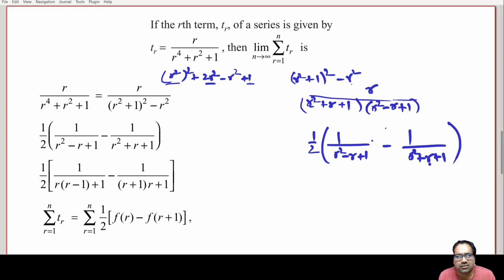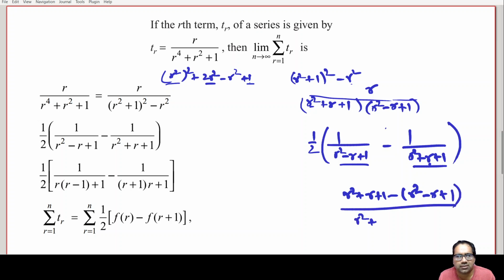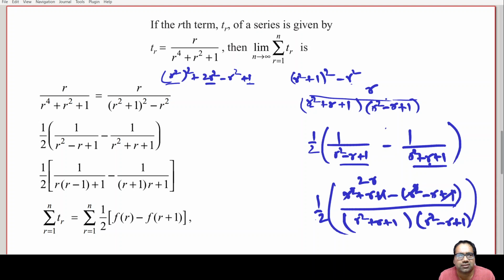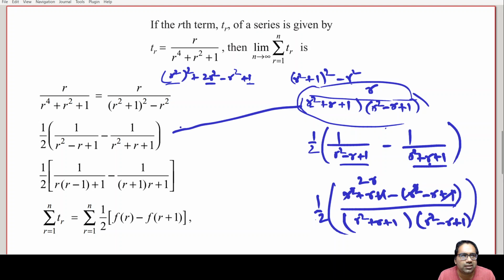Okay, why are we doing this? Because this part minus this part, what will that become? R square plus r plus 1 minus of r square minus r plus 1, divided by this product, r square plus r plus 1 into r square minus r plus 1. Right, half of this, this one will get cancelled. We will be left with 2r. This 2 and this 2 will get cancelled. This is equal to this one. Right, this is equal to this one. So that's why we are writing it like this, half of the difference of this.